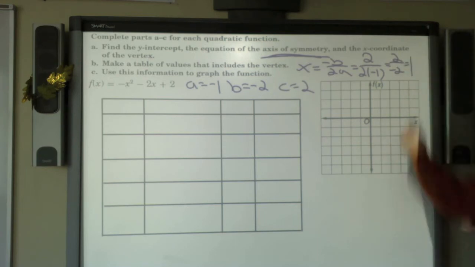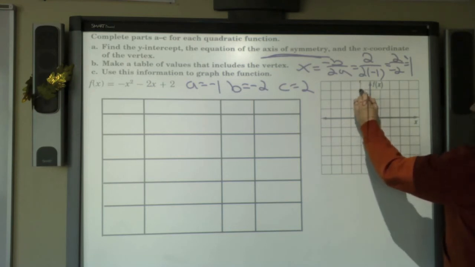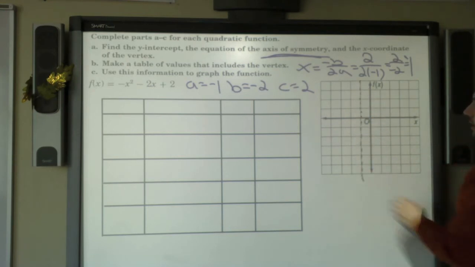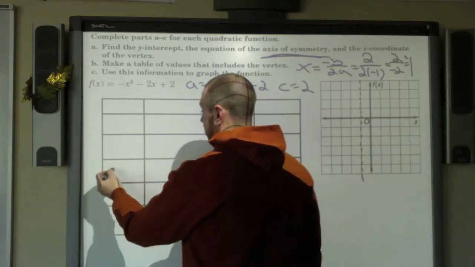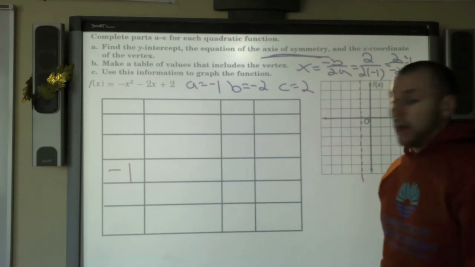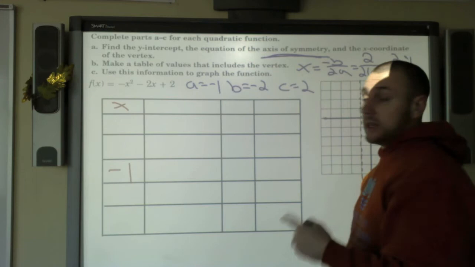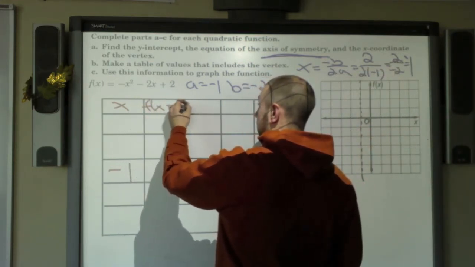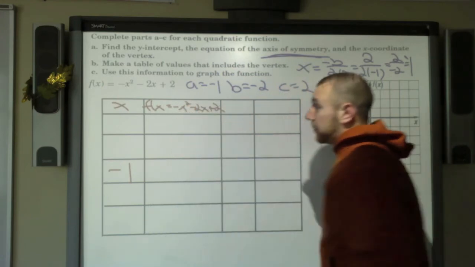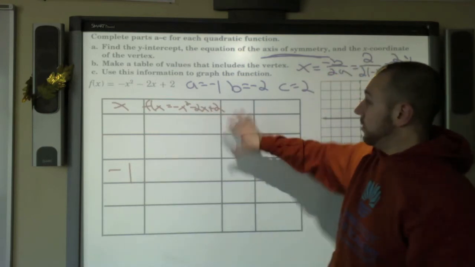Meaning that this graph is going to be cut in half right along that line somewhere. So that is what goes right in the middle of my table. Okay? That is my first x value. The next step is to do my f of x equals negative x squared minus 2x plus 2. I'm going to plug in these numbers that I choose and figure out what my f of x or my y point is, and then plot it.